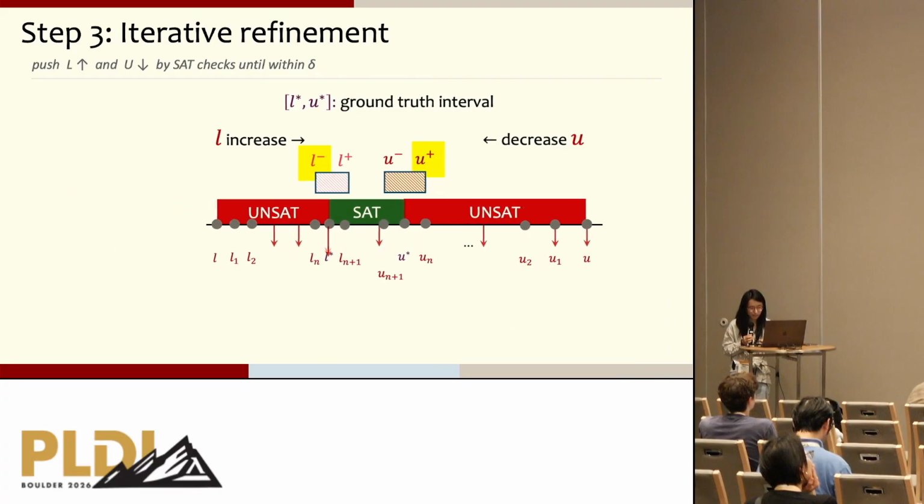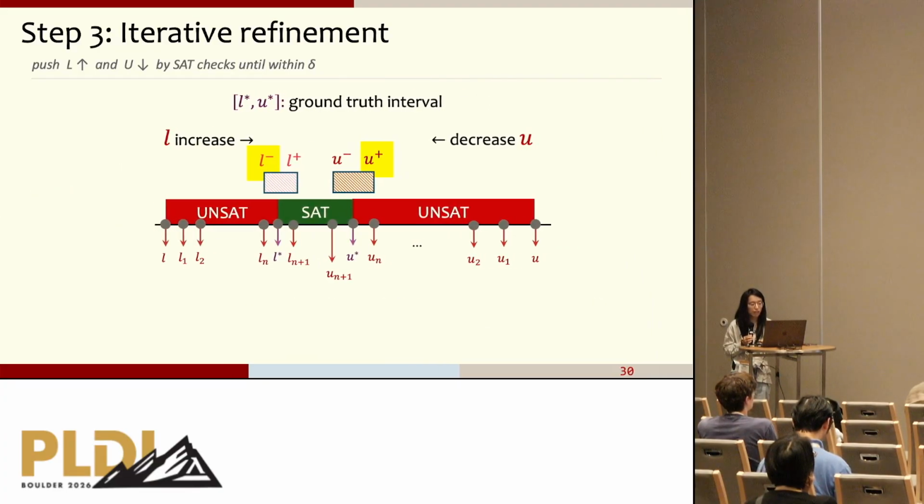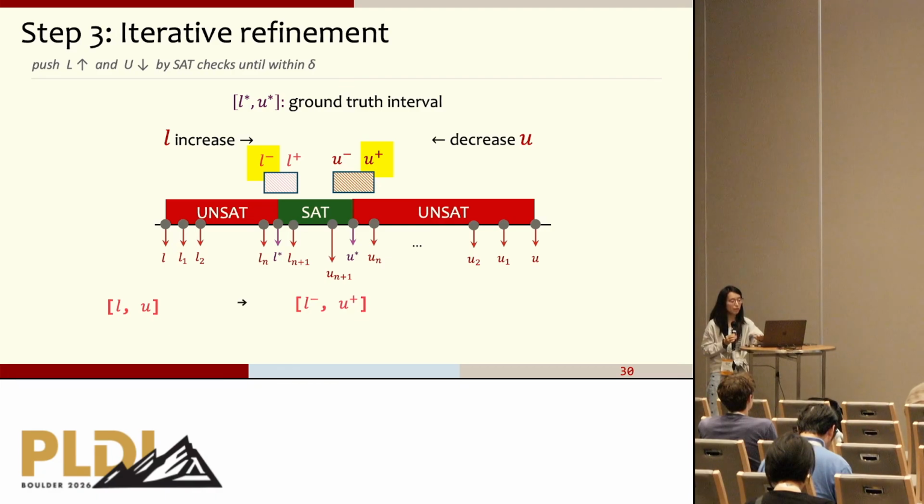So let's put everything together. We start from the L, U computed by step 2. And then by doing the iterative refinement, we are going to compute the final bound L minus and U plus. They are guaranteed to be within delta distance of the ground truth bound.